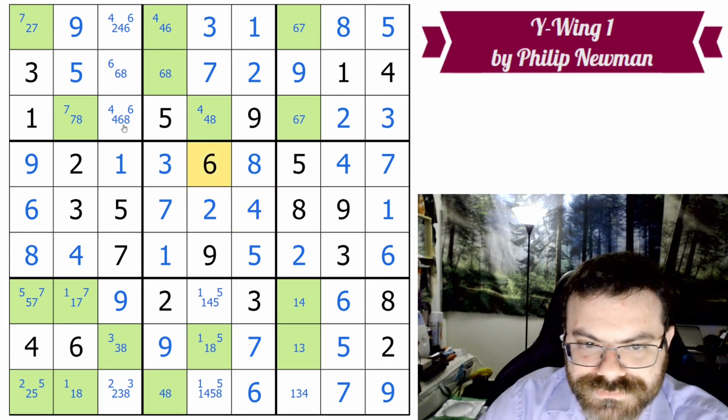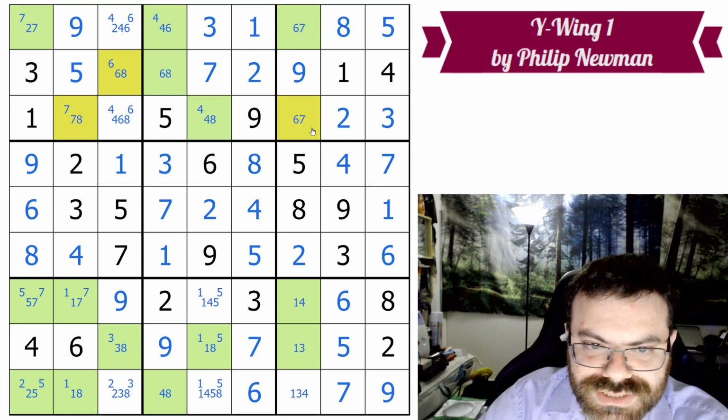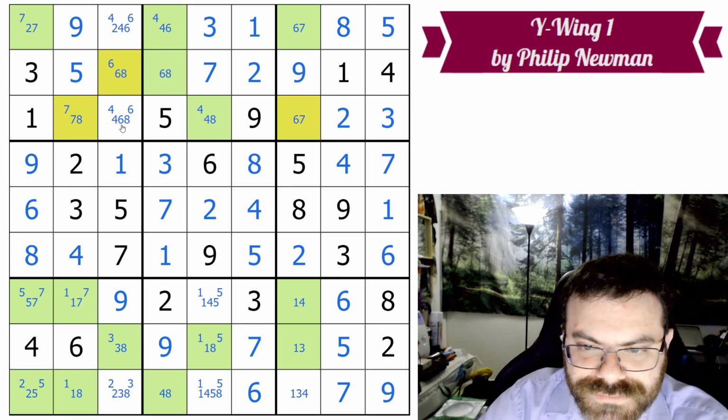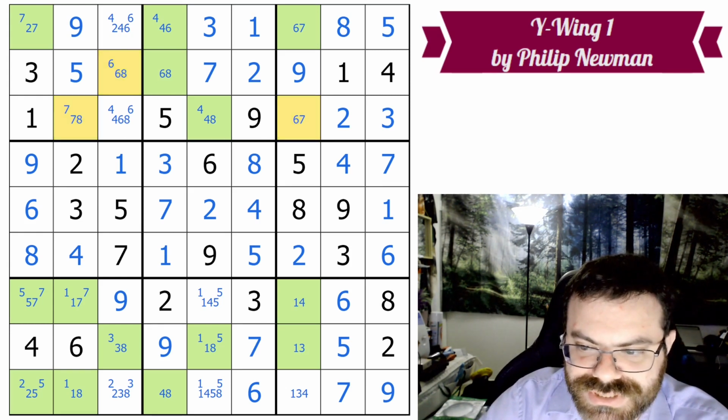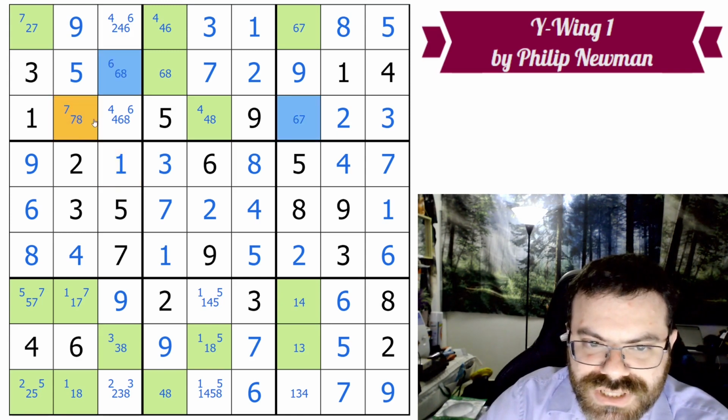Oh, we have a bi-value cell here. Mark that green. In fact, now that I've marked that green, I see this 6, 7, 8, and yeah, okay, so that eliminates a 6 from here. I have to be careful though, because there's 3 6 corner marks, but we have the 6, 7, 8 here. I'm just going to do what I've done. Mark that. So this is our pivot.